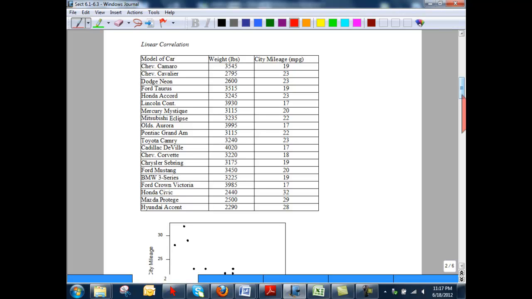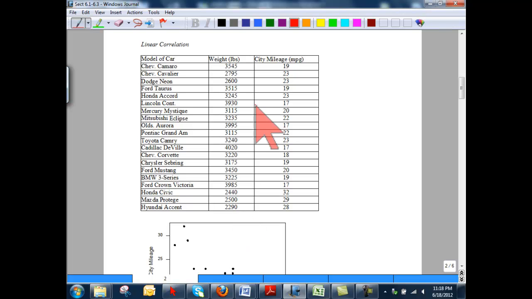And in chapter 5, we dealt with data that consisted of a single list of numbers. Like maybe just this. Maybe I had just the weights of a sample of cars. And I could do things like make a histogram, make a box plot, a stem leaf plot, find the mean, find the standard deviation, find the IQR, and so on. And we did all of that.